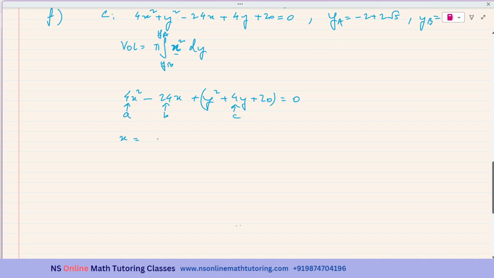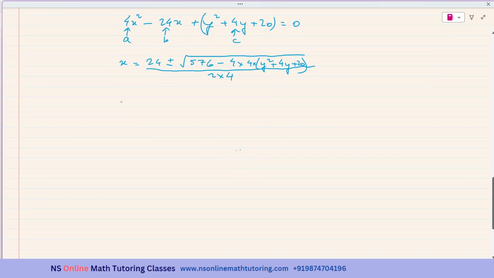So x is equal to minus b. B is minus 24, so it is 24 plus minus the square root of b² minus 4ac. b² is (−24)², which is 576, minus 4 times 4 times (y² + 4y + 20), over 2a, 2 times 4. So x equals 24 over 8.